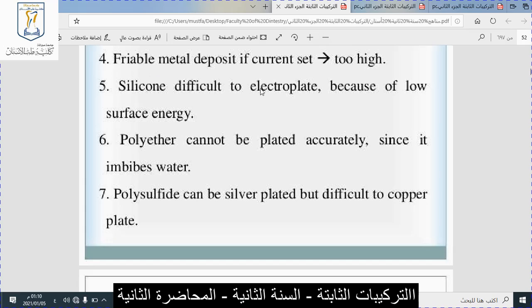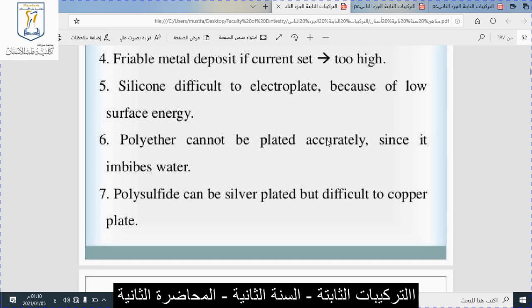Sometimes the silicon surface is difficult to electroplate because of low surface energy. It is hydrophobic, so hydrophobic means low surface energy. We have to increase the surface energy and decrease the surface tension. So when we increase the surface energy, it is easier to plate the solutions.